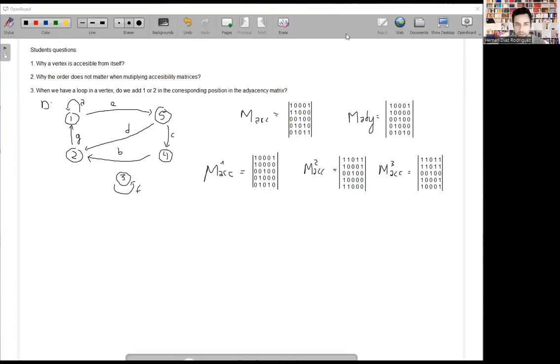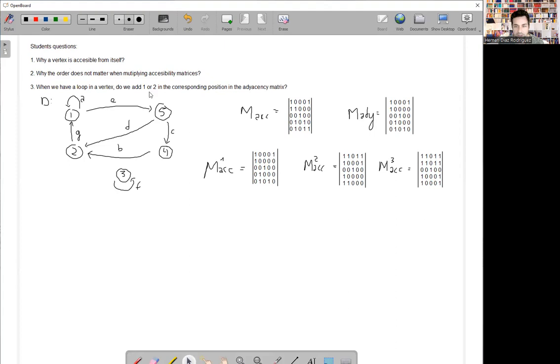Okay, I'm going to share the Blackboard. And here we go with the questions. So the first question is, in the accessibility matrix, why is a vertex accessible from itself?